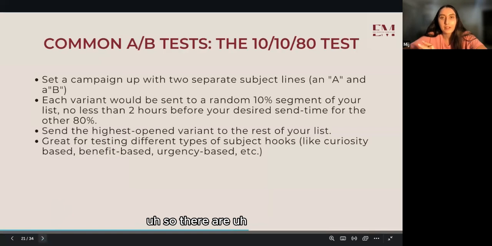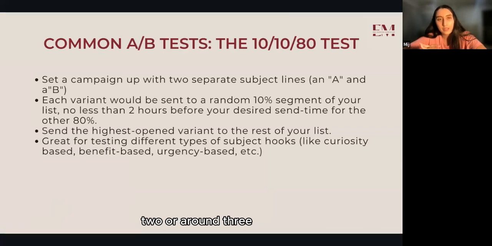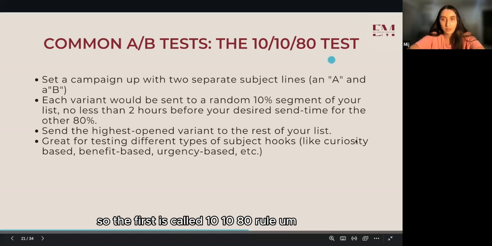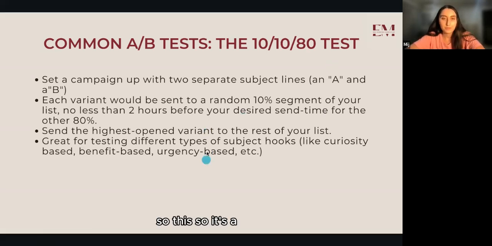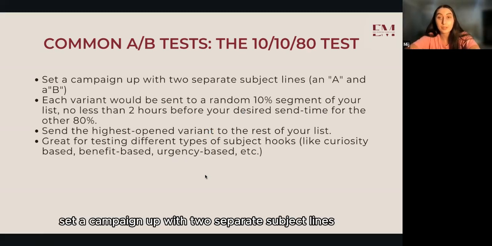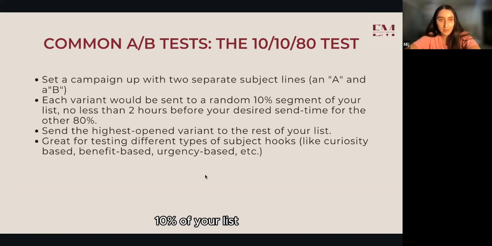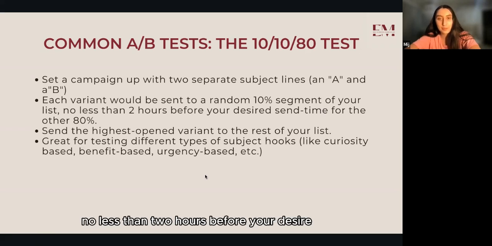So there are two or around three, I think, common A/B tests. The first is called the 10-10-80 rule. Set a campaign up with two separate subject lines, an A and B. Like you can create two different subject lines, and then each variant would be sent to a random 10% of your list, no less than 2 hours before your desired send time for the other 80%.